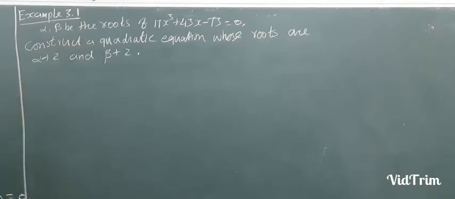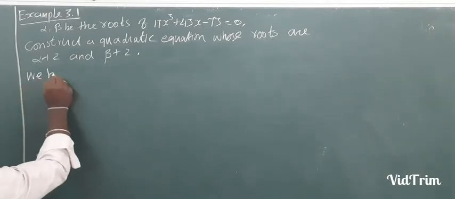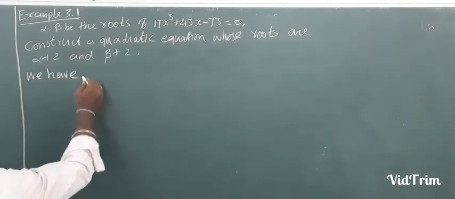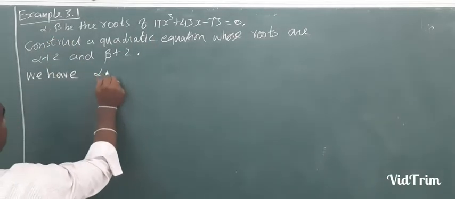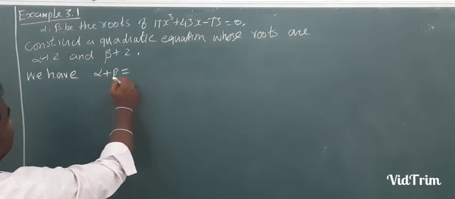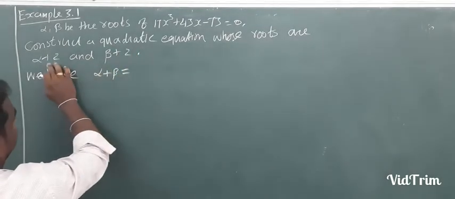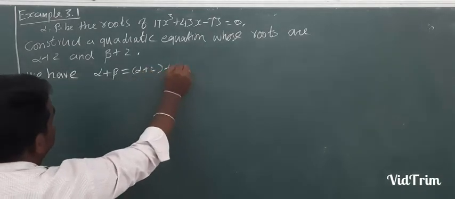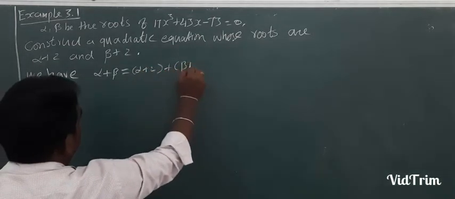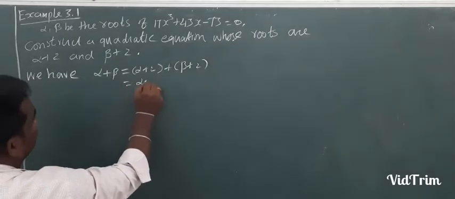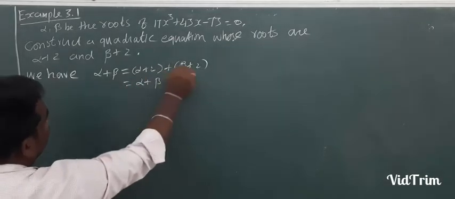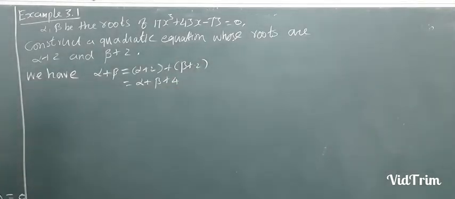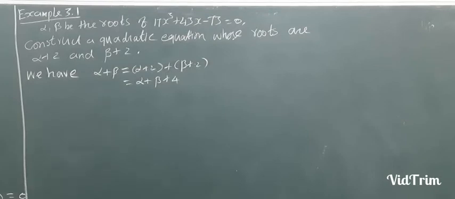First, we have the sum of the roots of this equation. Alpha plus beta is equal to, we just consider alpha plus beta. That is alpha + 2 + beta + 2. We have alpha + beta + 2 + 2 = 4. So that is the alpha plus beta value. Then, before you do one thing.